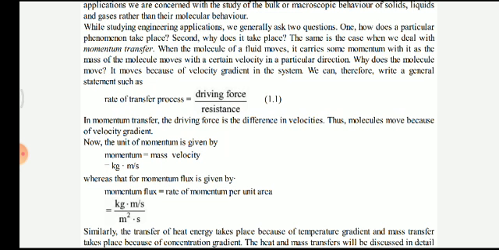Now the unit of momentum is given by mass into velocity, kg into meter per second. Momentum is mass into velocity, where mass is indicated by small m, and velocity is speed, in meter per second. So kg into meter per second.